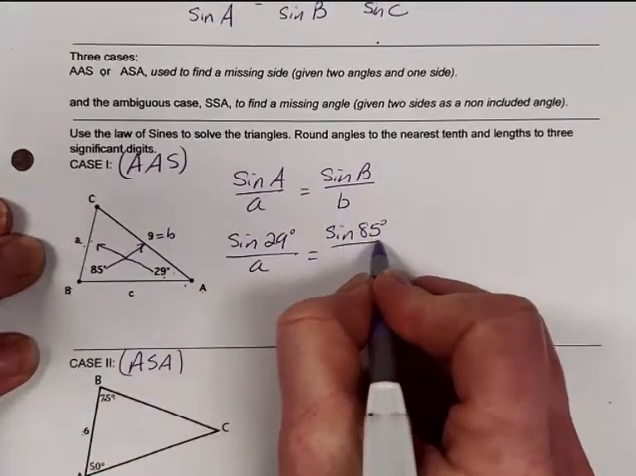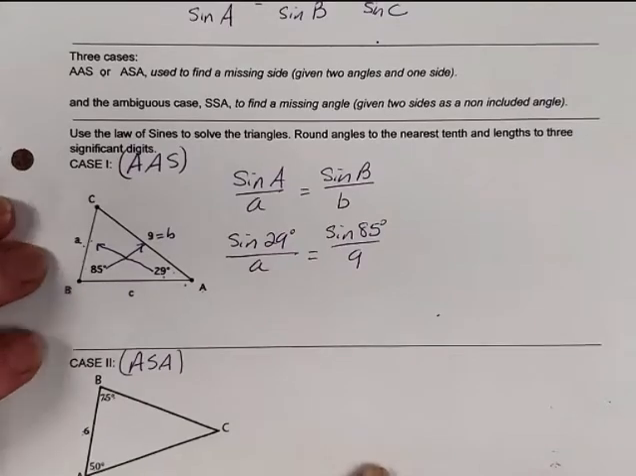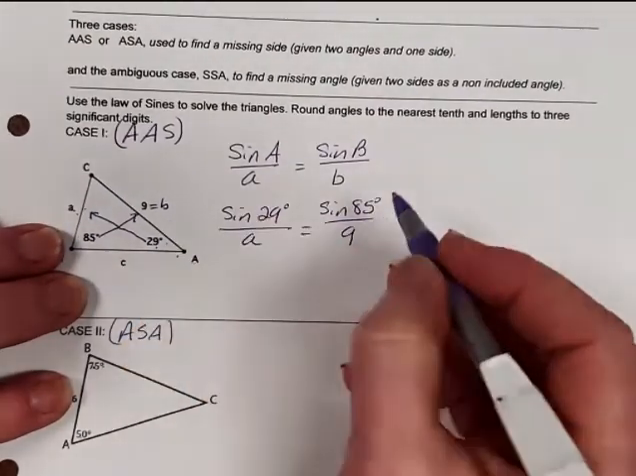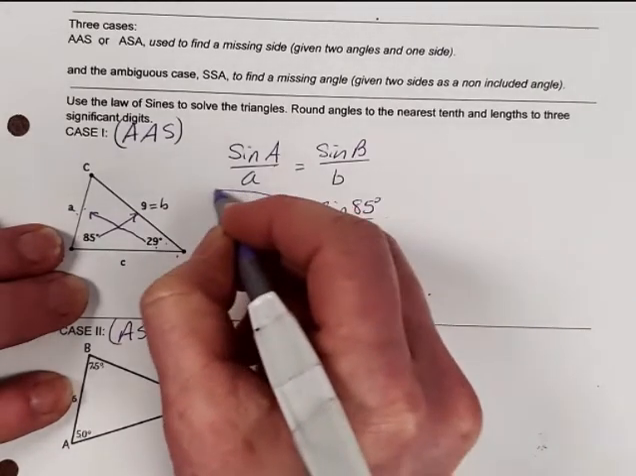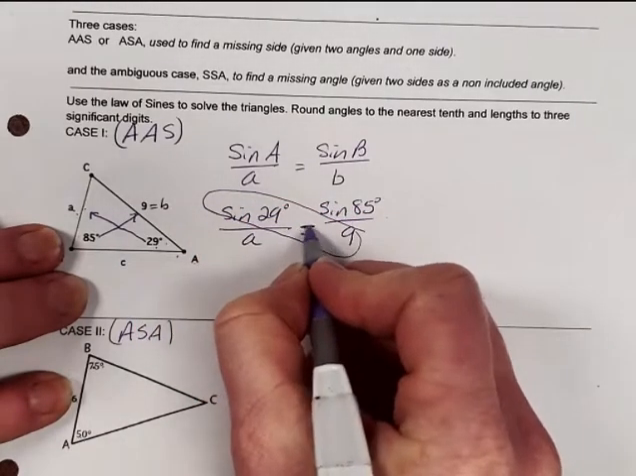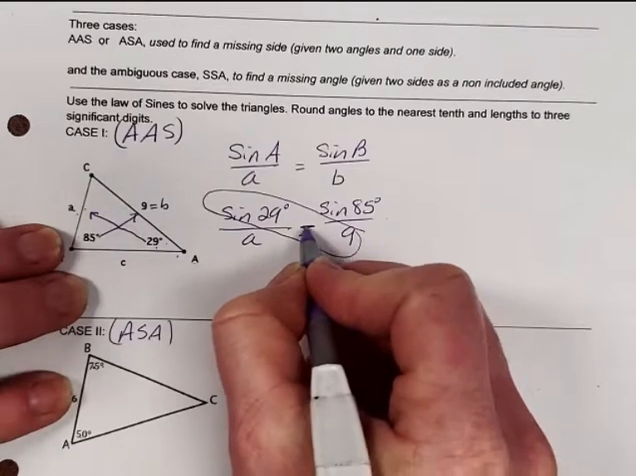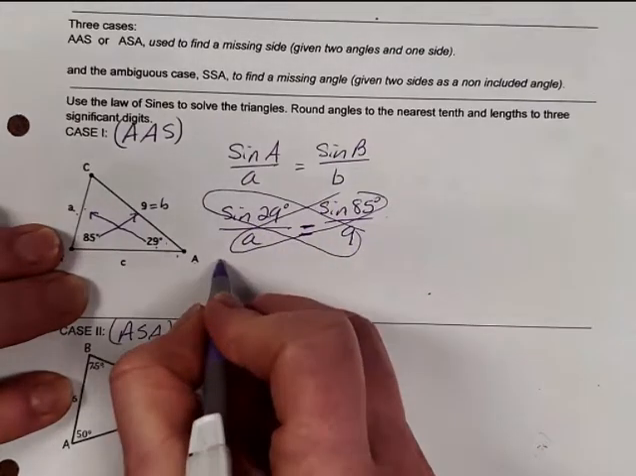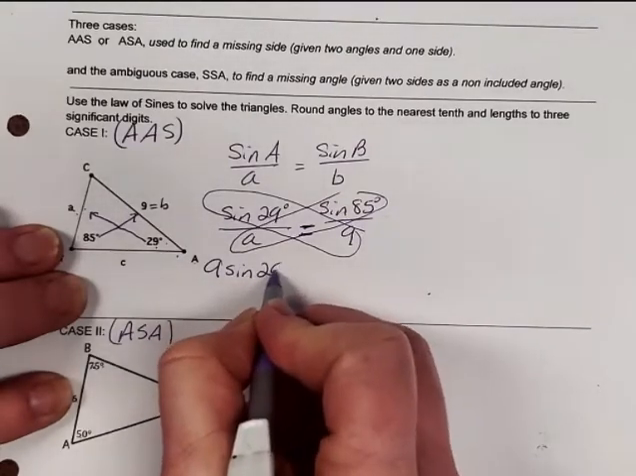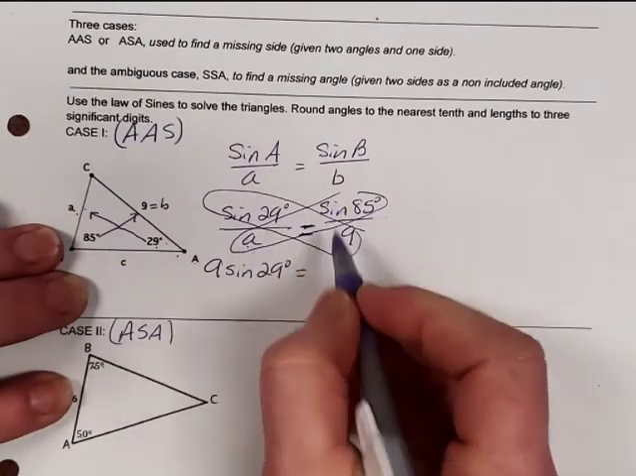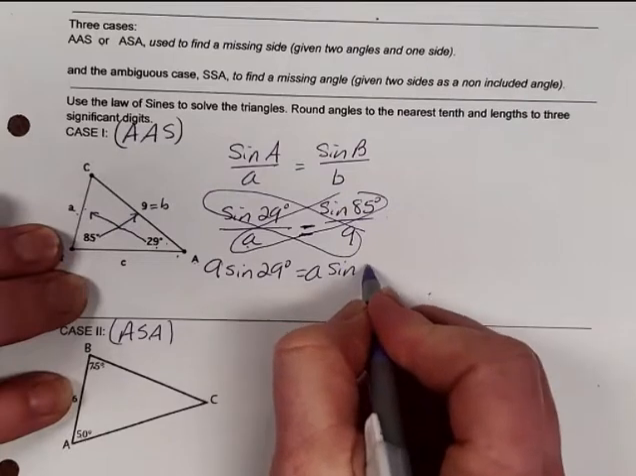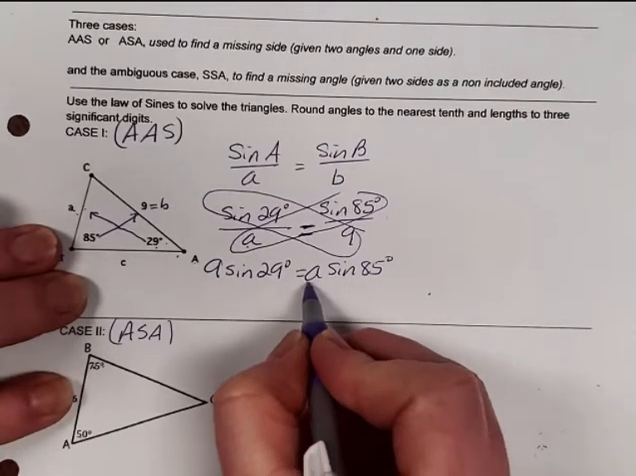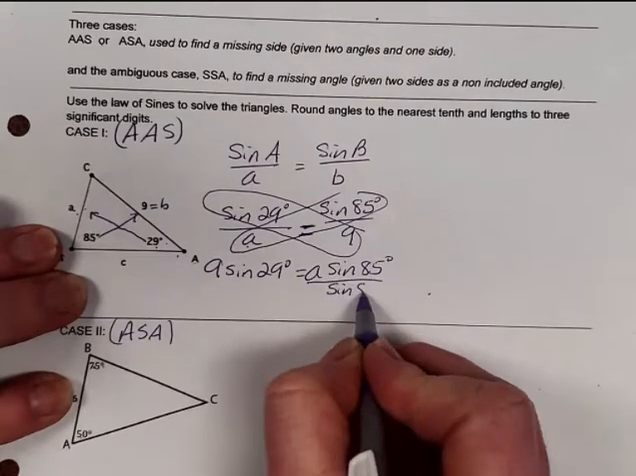So basically I'm just solving a proportion. And when you solve a proportion, you can do it many ways. You can multiply each side by 9a if you want to, but I'm going to go ahead and just do the butterfly method since both ratios are set equal to one another. Then I'll know 9 times the sine of 29 degrees is equal to A times the sine of 85 degrees. And to solve for A, all I need to do now is just divide by sine of 85 degrees.